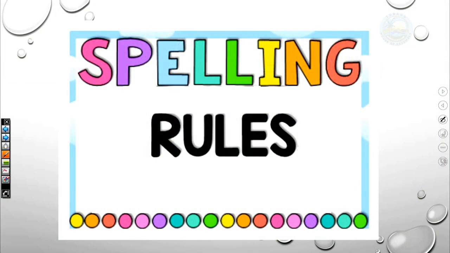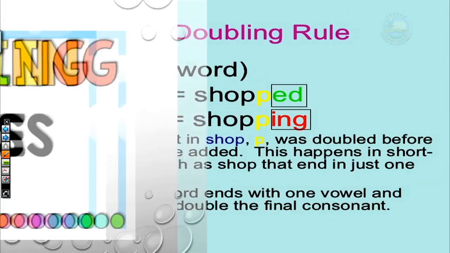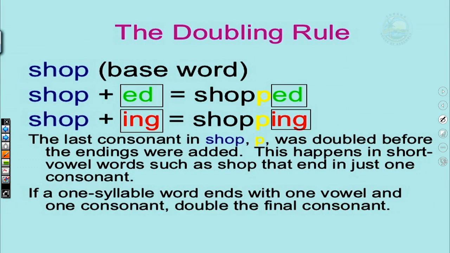Are we ready? Yes, we are. We use the doubling rule. If a one-syllable word, follow me here, if a one-syllable word ends with one vowel, so it must have one vowel and one consonant, then we double the final consonant. And our example here on the screen is the word shop, which is our root word or the base word.